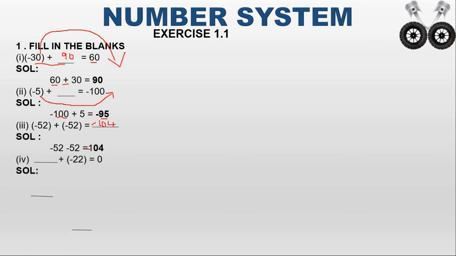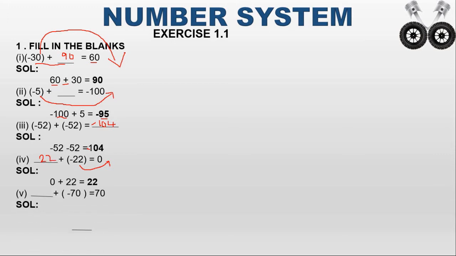What is the fourth question? Dash plus minus 22 equal to 0. What do we have to do? We have to bring the LHS value to the RHS. Here it is minus 22. Whenever it comes to this side it becomes plus 22. So 0 plus 22 equal to 22. Any value added to 0, we get the same value, right? So the answer is 22.